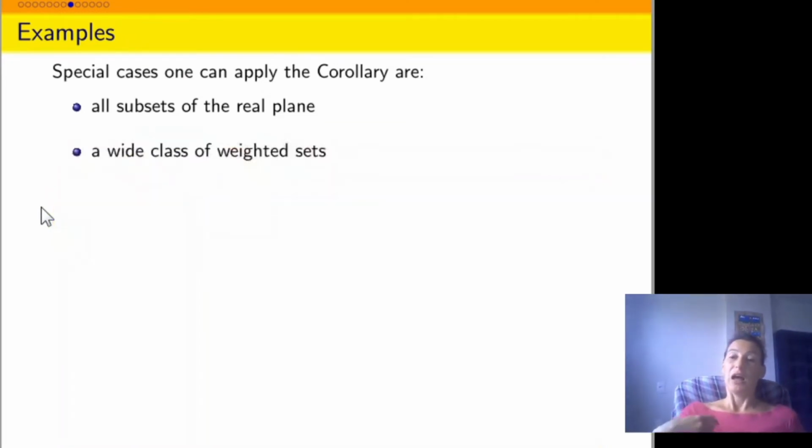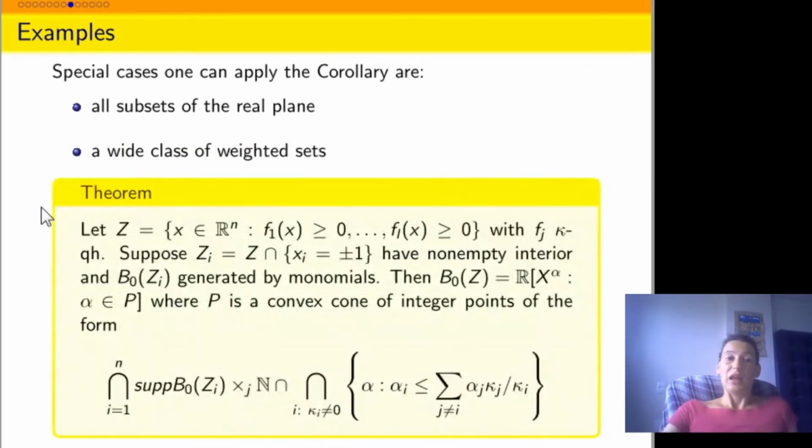And another special case is a wide class of weighted sets. Let Z be a set given by kappa quasi-homogeneous polynomials. Let's suppose that Z_i is the intersection of Z with hyperplanes given by x_i equal to plus or minus 1.